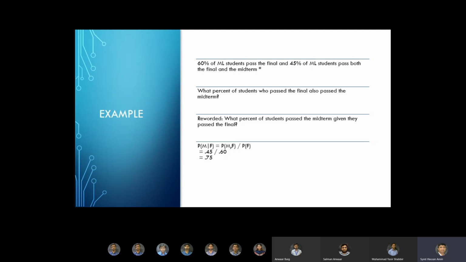So this kind of problem can often be encountered in our business domain, where we have to basically make a judgment based on certain events that have already occurred, and we are interested in finding out or predicting certain outcomes.